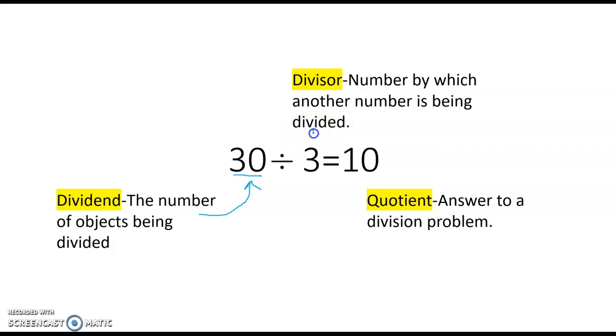Then we have the divisor, and that's the number that another number is being divided by. And then the answer to a division problem is the quotient. Today you're going to be working with multiplication and division fact families, and you're going to be thinking about that relationship between multiplication and division.